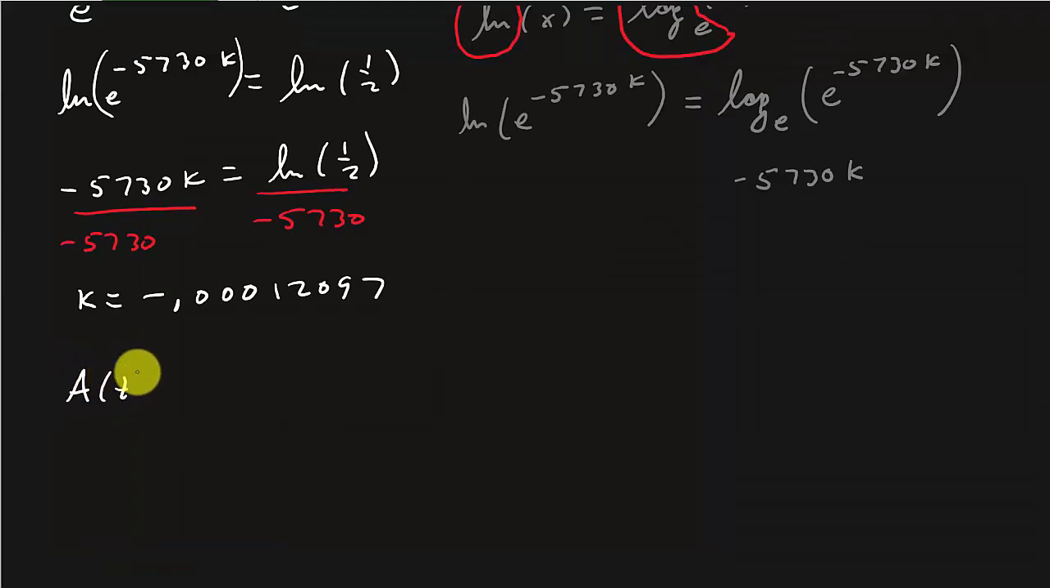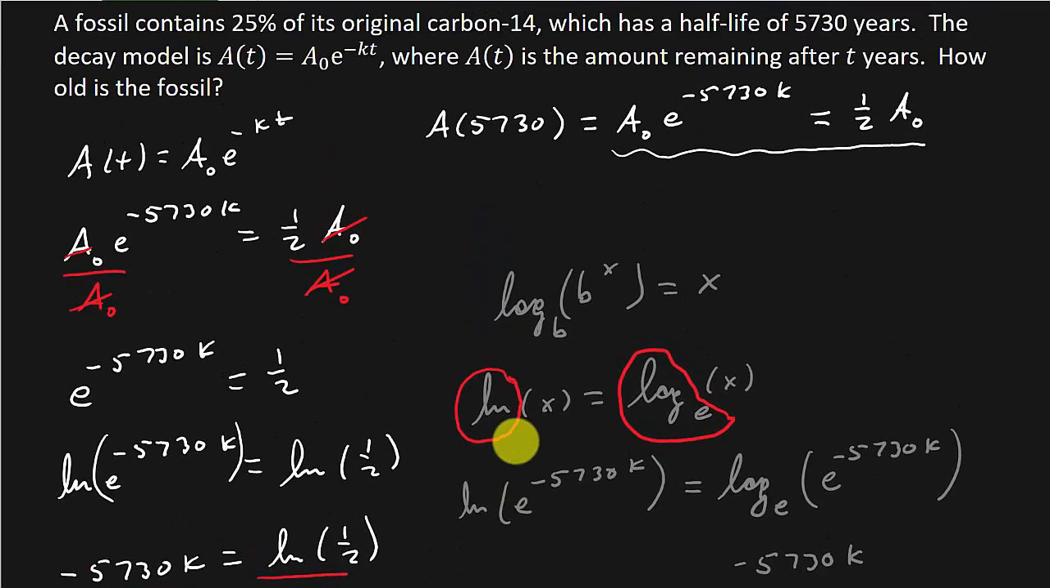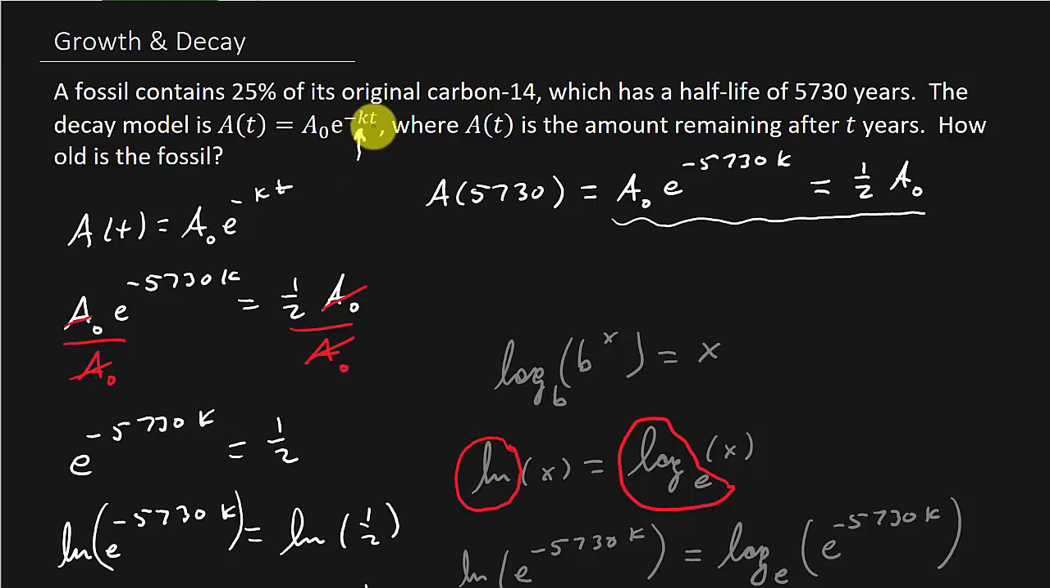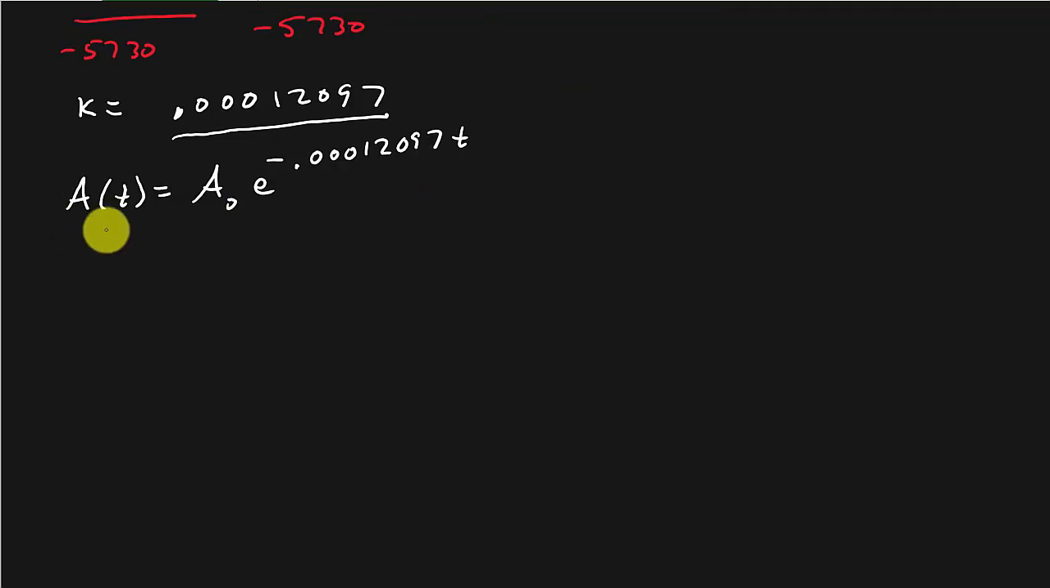So now we can write our function as A of t is equal to A naught e to the negative 0.000120097 t. All I did is take what I found for k and plug it in there. So this is our function here.